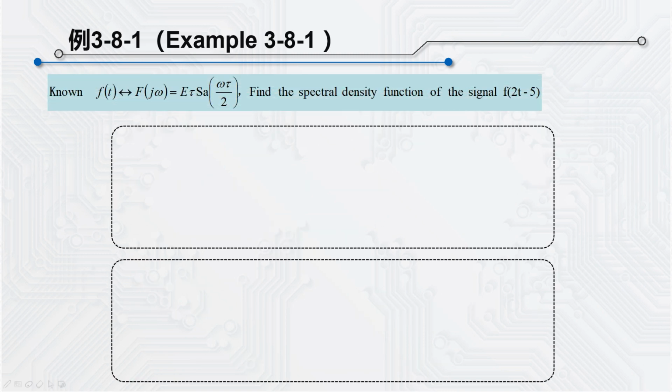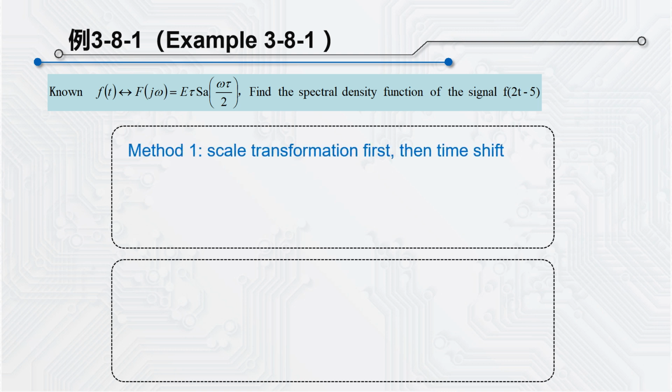Here is an example. If we know the Fourier transform of signal f(t) is F(jω), find the spectral density function of f(2t−5). First, transform the time domain signal. We scale it first and then do time shift. Because a equals 2 and the signal is scaled to twice of the original, its spectral density function should be changed accordingly.